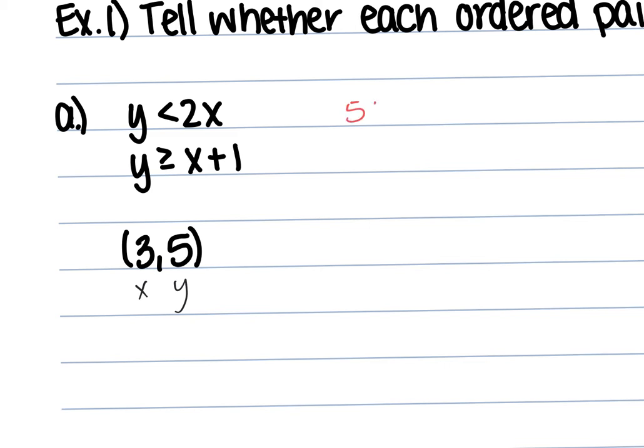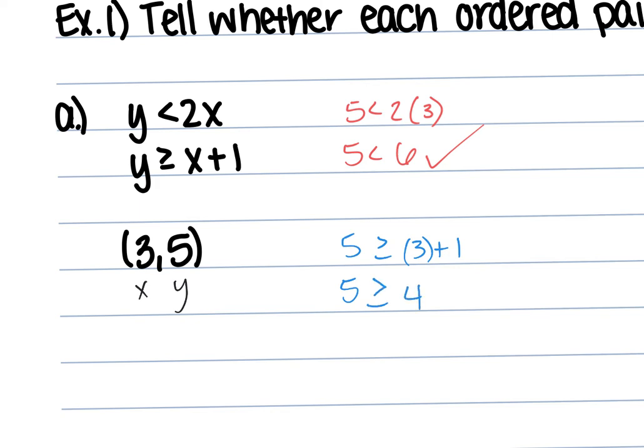We've got 5 is less than 2 times 3. And 5 is less than, what's 2 times 3, peeps? 6. Is 5 less than 6? Boom, we've got half of it done, okay? Then we do the second one. We have to plug it in, so we're going to get 5 is greater than or equal to 3 plus 1. Is 5 bigger than or equal to 4? Yeah. If they both work, we circle this, and we say it is a solution.